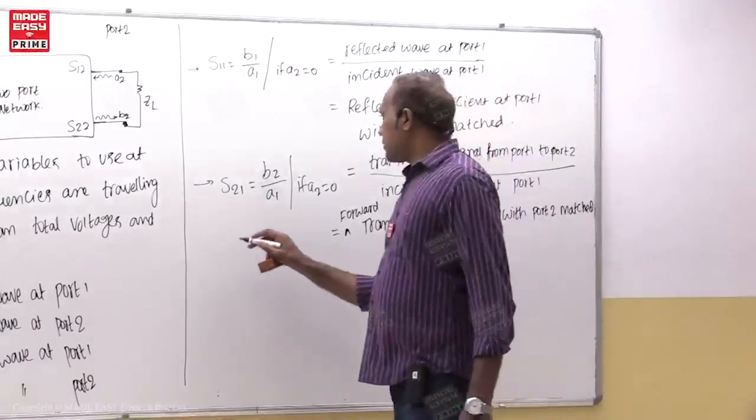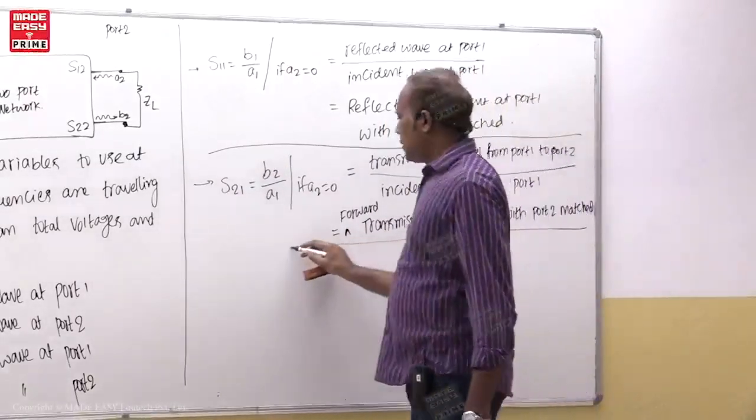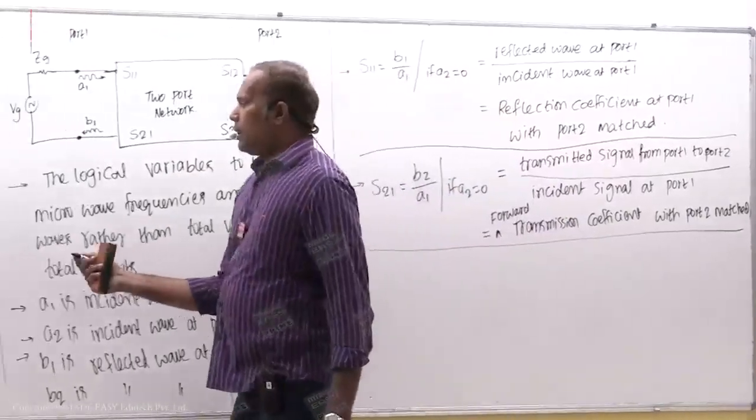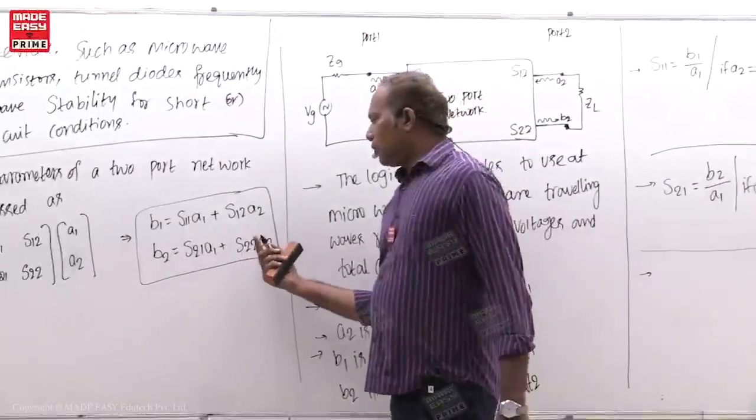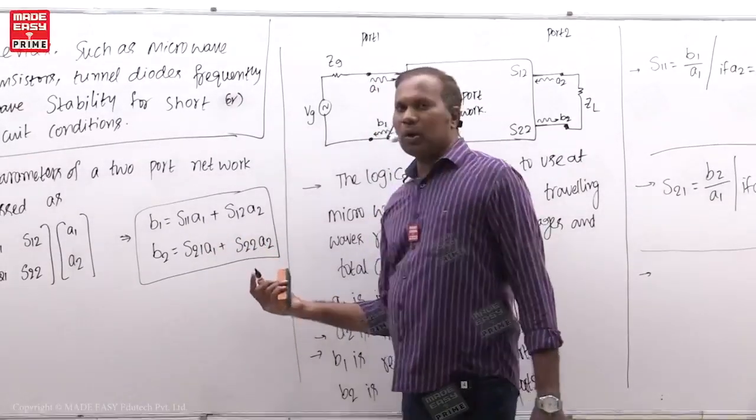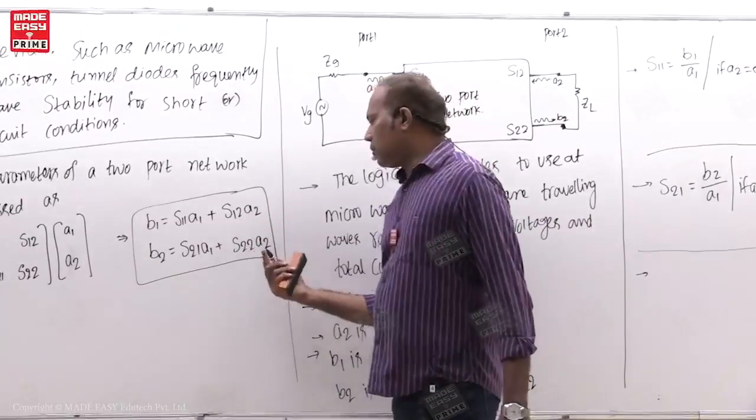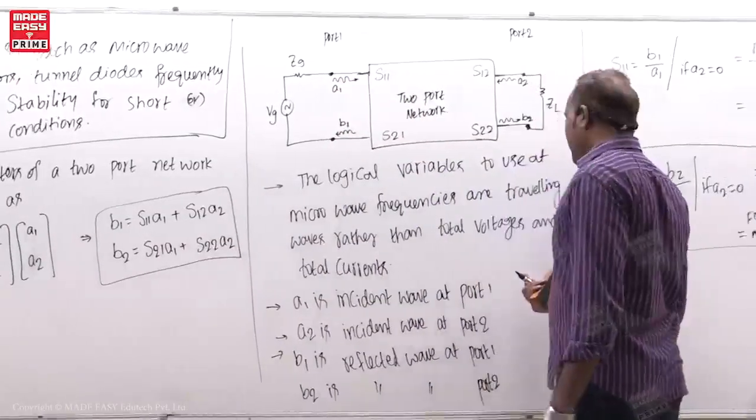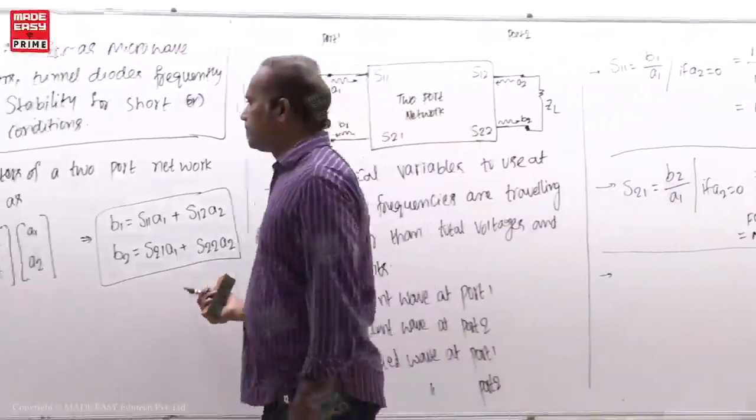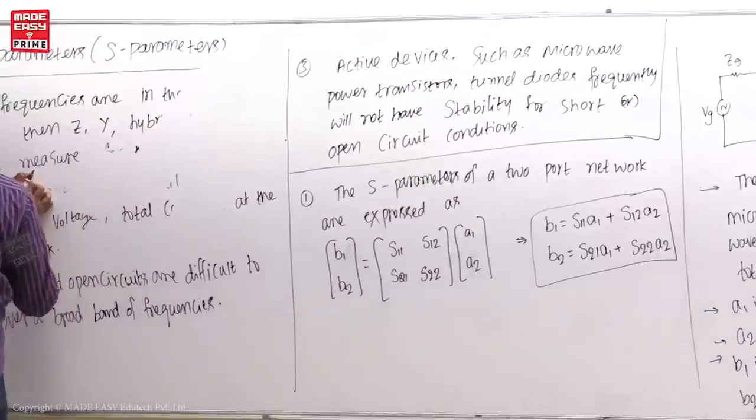So next definition, student. This is one parameter, and this is another one. Next go to S12 and S22. For that A1 is to be made 0, which means port 1 is to be matched. So here we will define S12 and S22. For this purpose, I will draw the diagram here. Okay.